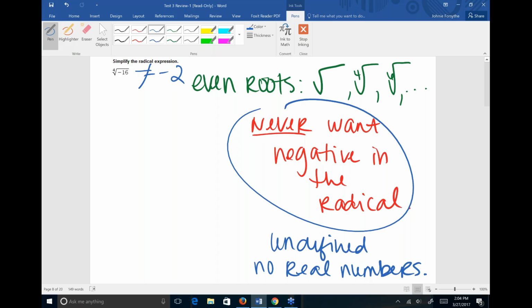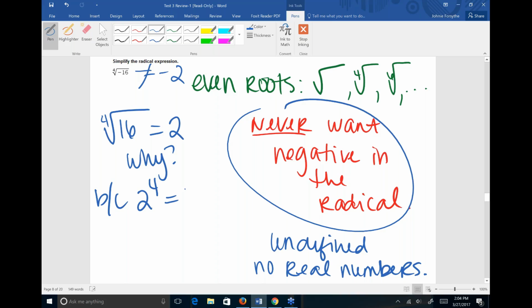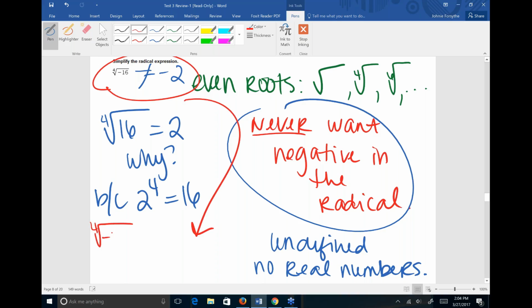Remember, the fourth root of 16 is positive 2, because 2 to the fourth equals 16. But the fourth root of negative 16 does not equal negative 2. Because think about it.